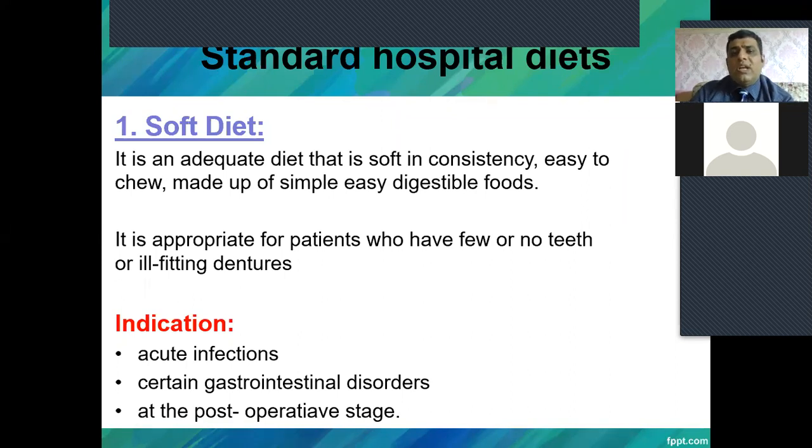It is an adequate diet that is soft in consistency, easy to chew, and made up of easily digestible foods. It's appropriate for patients who have few or no teeth or ill-fitting dentures. So the soft diet is recommended if, let's say, the patient is old enough, has had teeth removed, or has dentures, sometimes partial, sometimes complete dentures.